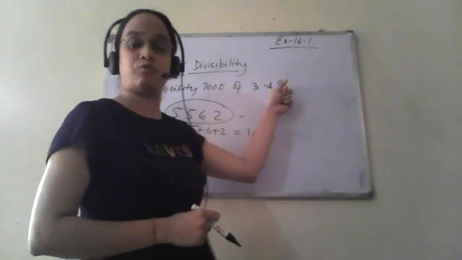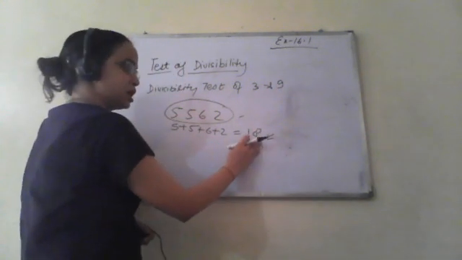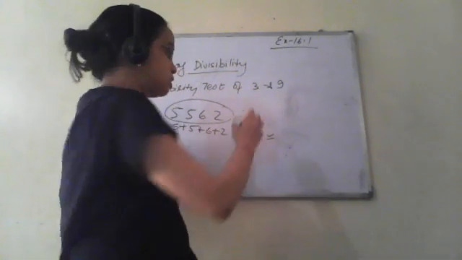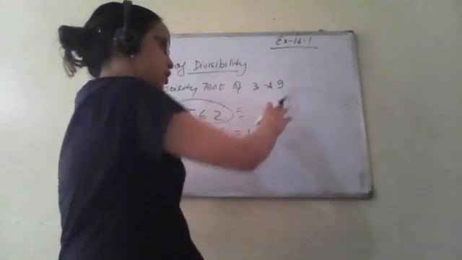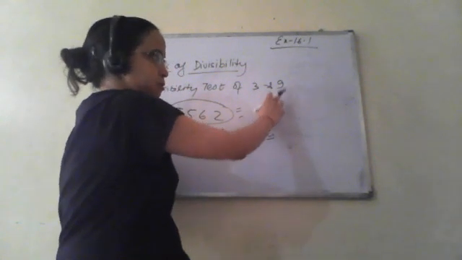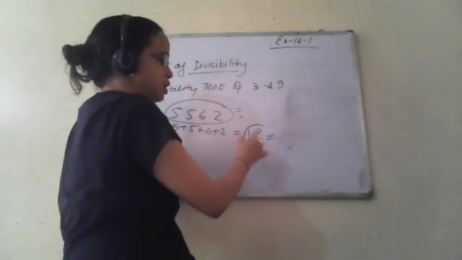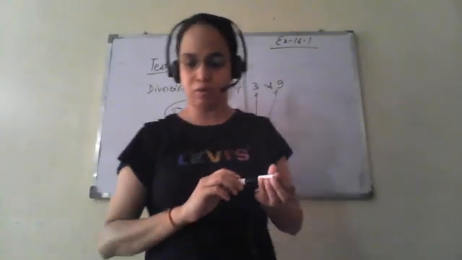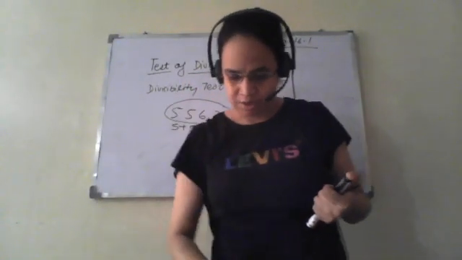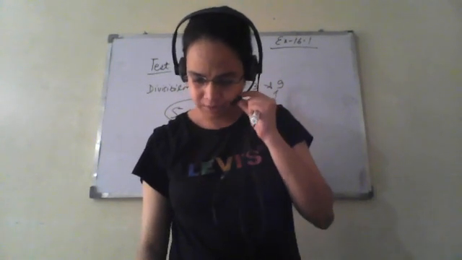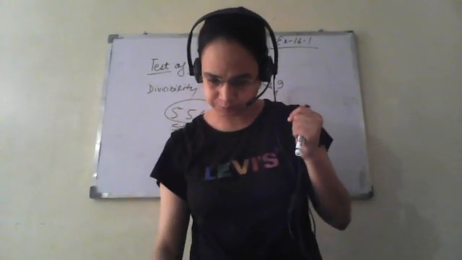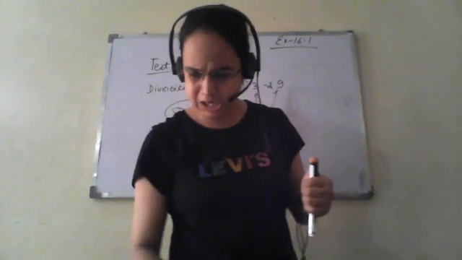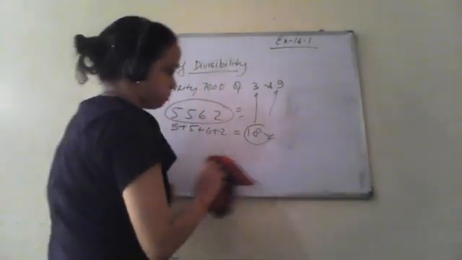Now if I have to check for 9, if the addition of these digits is divisible by 9, then this number will also be divisible by 9. So this number is divisible by both 3 and 9, since 18 is divisible by 3 and 9 individually. So this way we have to check. Now we will see the exercise. Check for divisibility by 9.